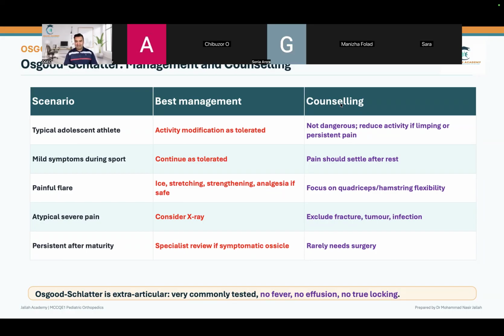But if it is persistent, despite being mature and receiving all the pharmacological and non-pharmacological treatment, then in that case, you have to involve the specialist as well. Osgood is extra-articular, very commonly tested: no fever, no effusion, no true locking.